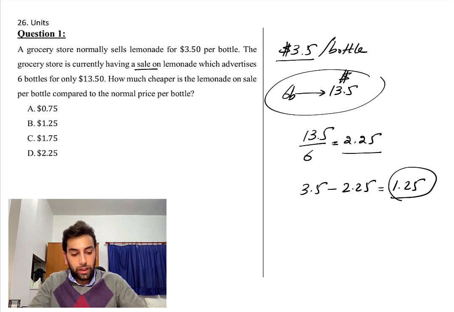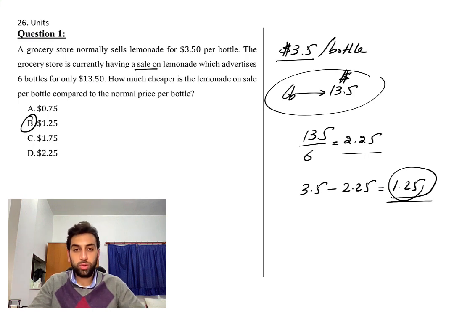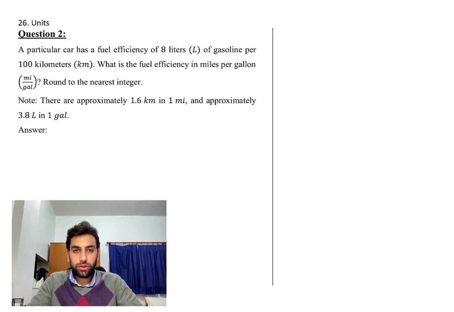So, looking at our choices, the bottles on advertisements or on sale would cost 2.25, whereas the bottles before that cost $3.5. Thus, the bottles on sale are cheaper by 1.25, which is the difference. So our answer is choice B, which is $1.25. Going to question number 2.